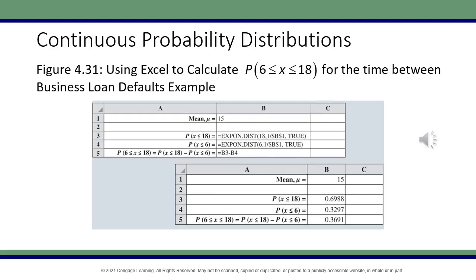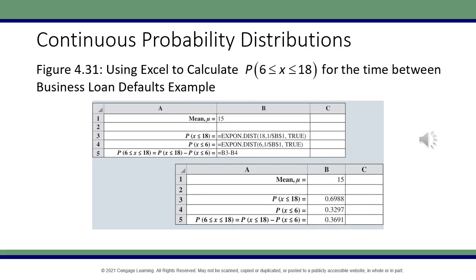To compute exponential probabilities, we use a specific formula involving the mean of the distribution. Excel provides the expon.dist function to make these calculations easier. Figure 4.31 demonstrates how to use Excel to calculate the probability of a time between loan defaults falling between 6 and 18 months. By using the expon.dist function twice and subtracting the results, we can find this probability. This type of calculation is crucial for risk assessment in financial institutions.